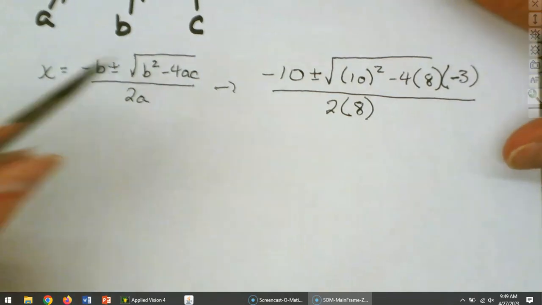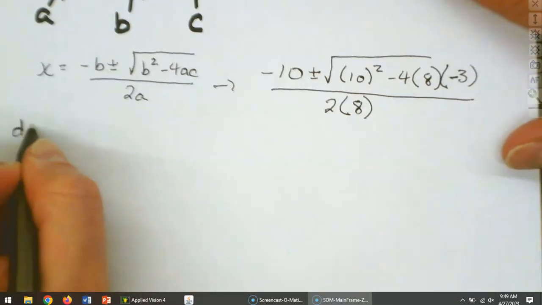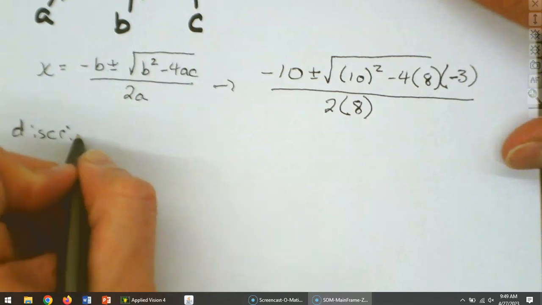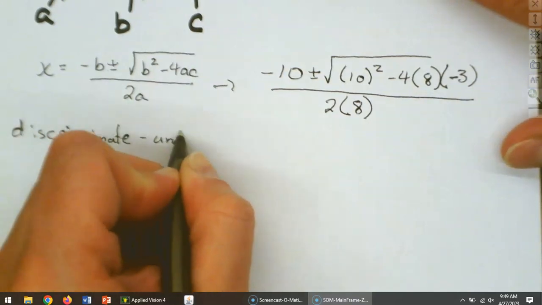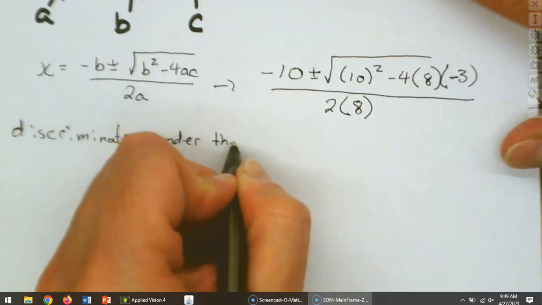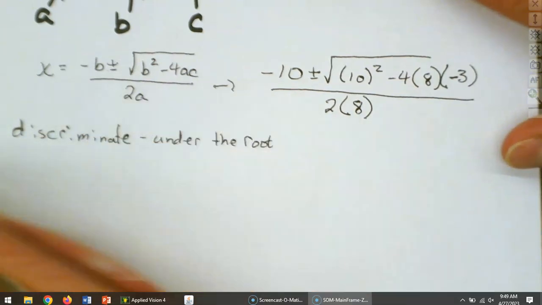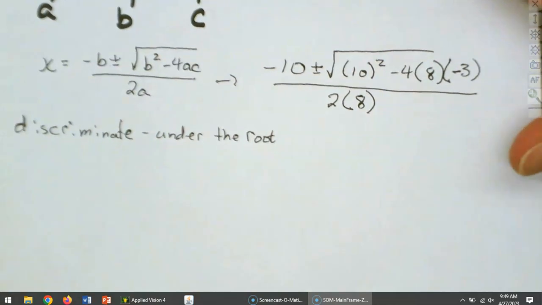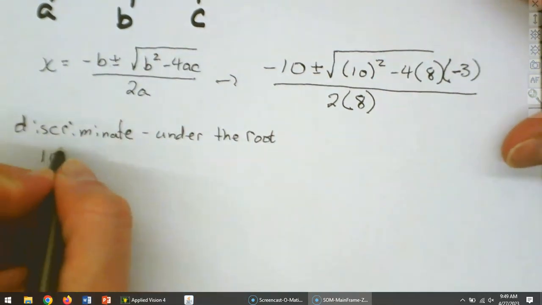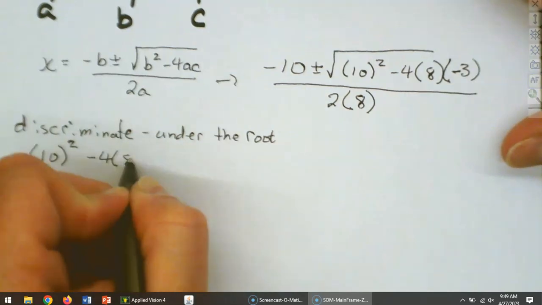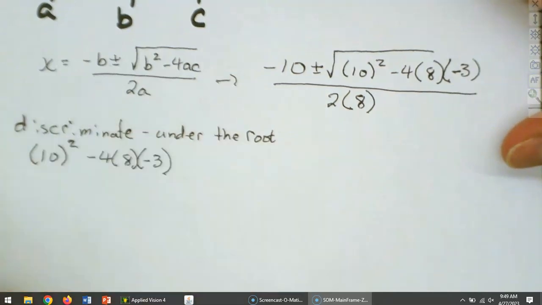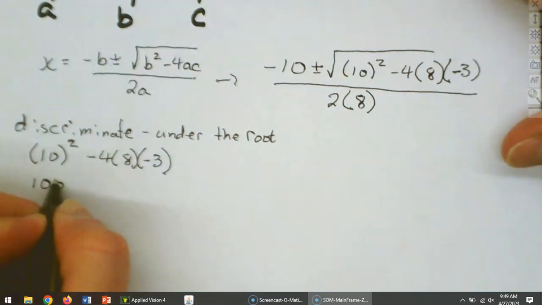Now, what we look at first is we look at our discriminant. And the discriminant is what's under that root. So we're going to do our discriminant first. And we've got 10 squared. Well, 10 squared, that's 100.